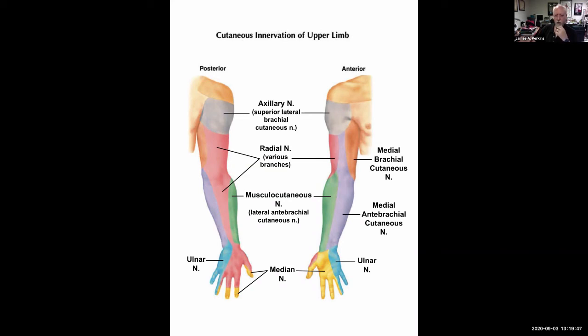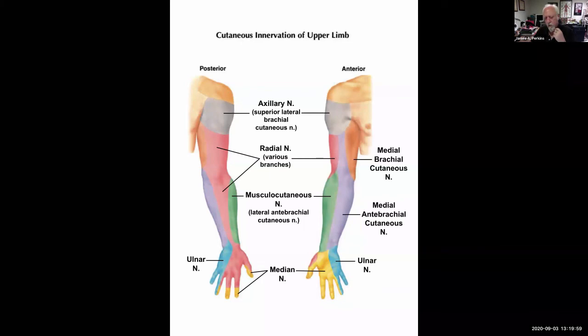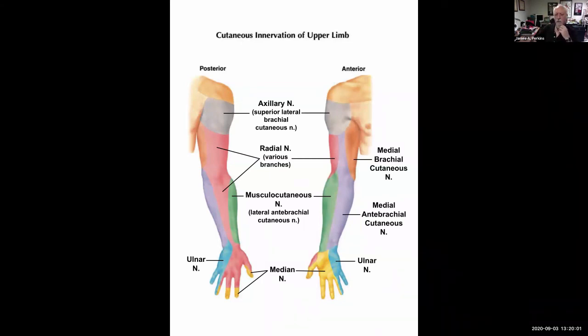medial brachial cutaneous nerve. That's a branch that comes directly off the medial cord, and the medial antebrachial cutaneous nerve supplying skin on the medial antebrachium or medial forearm. That's also a branch directly off the medial cord. And then when you get down in the hand, you see that median nerve, ulnar nerve, and radial nerve are responsible for innervating skin in different areas of the hand.